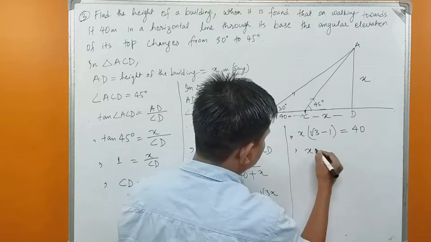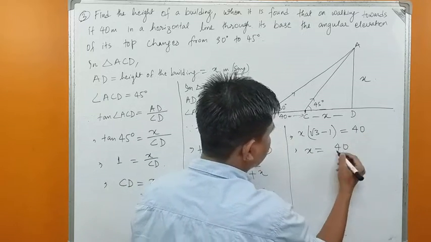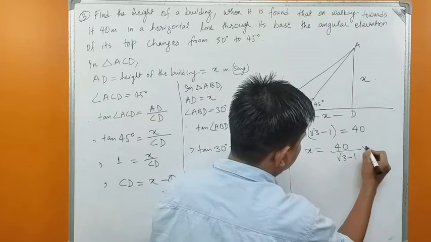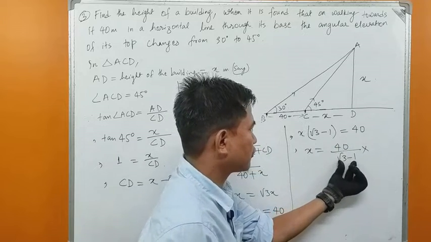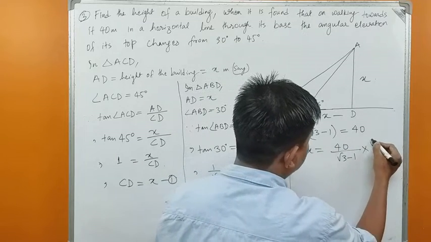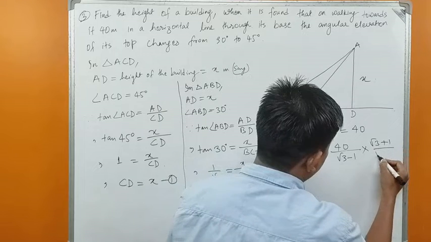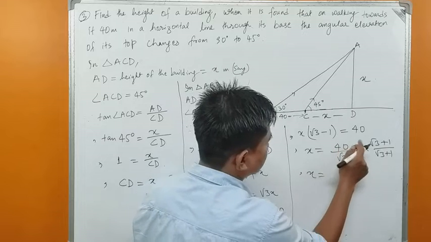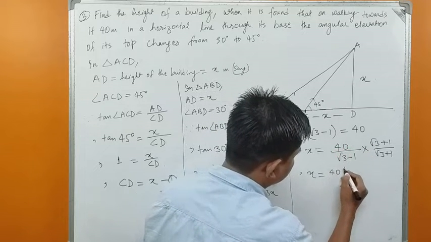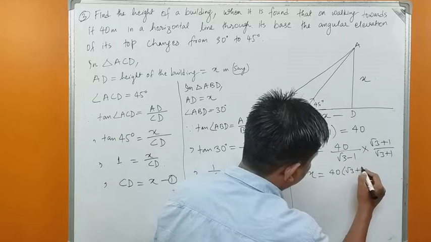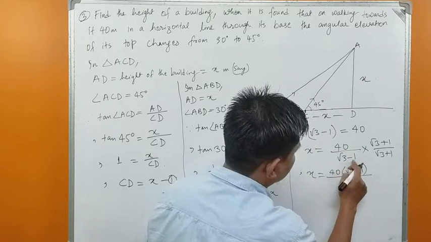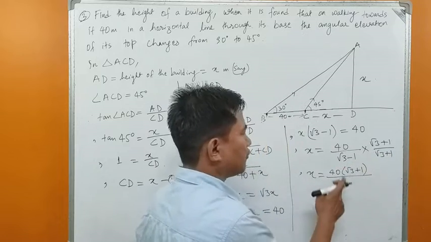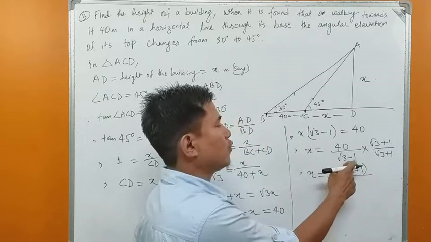Or x equals 40, which is already on the right-hand side, so root 3 minus 1 goes to the denominator by cross multiplication. Let us rationalize this. We have root 3 minus 1, so let us multiply and divide by root 3 plus 1. Or x equals 40 into root 3 plus 1 divided by root 3 minus 1 into root 3 plus 1. This is a minus b into a plus b. We assume root 3 as a and 1 as b.